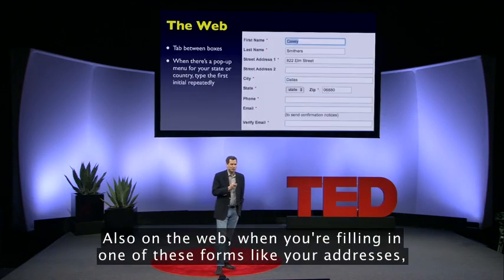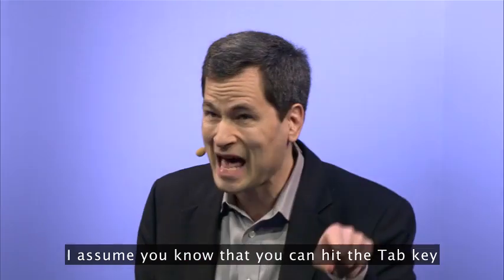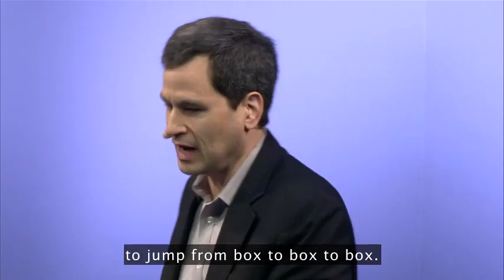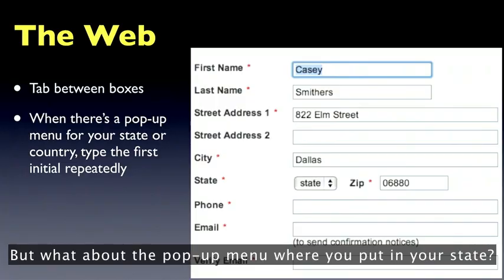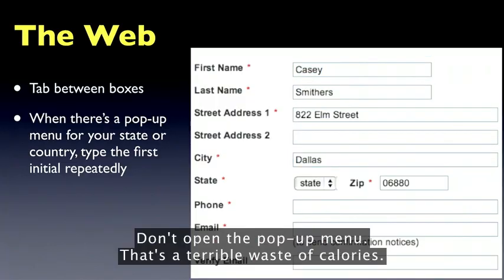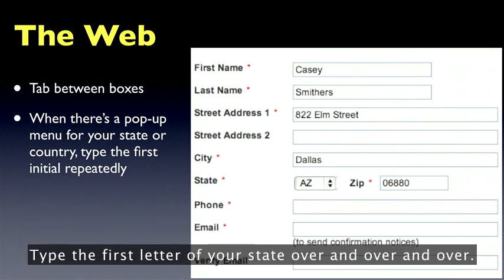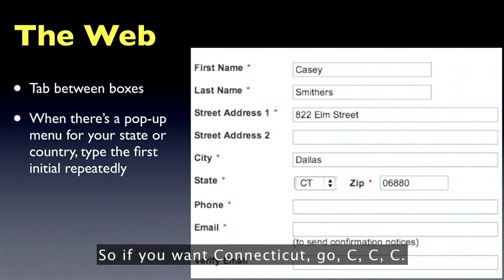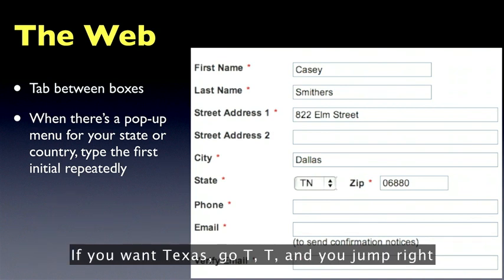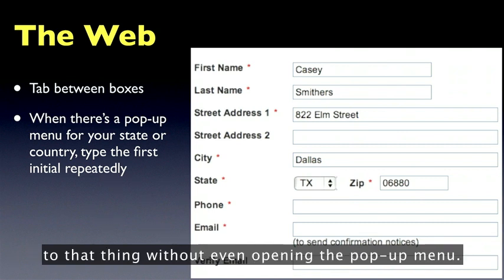Also on the web, when you're filling in one of these forms, like your address, I assume you know that you can hit the Tab key to jump from box to box to box. But what about the pop-up menu where you put in your state? Don't open the pop-up menu. That's a terrible waste of calories. Type the first letter of your state over and over. So if you want Connecticut, go CCC. If you want Texas, go TT. And you jump right to that thing without even opening the pop-up menu.